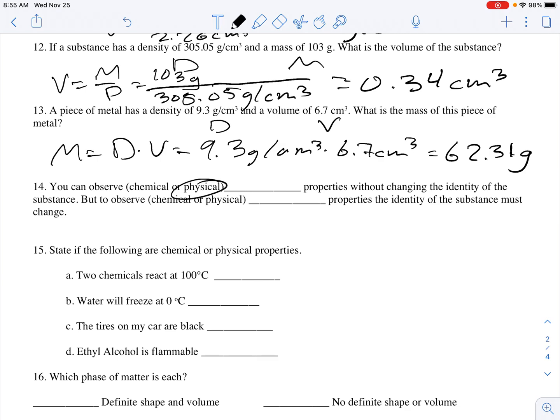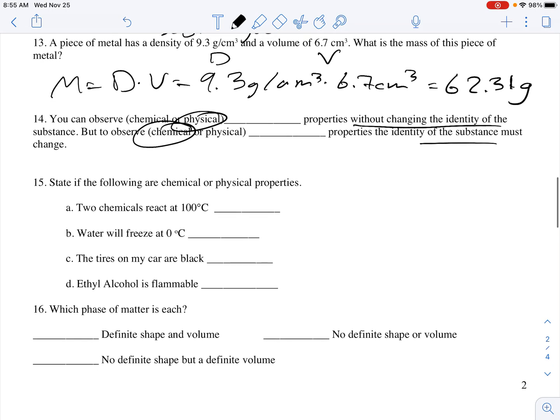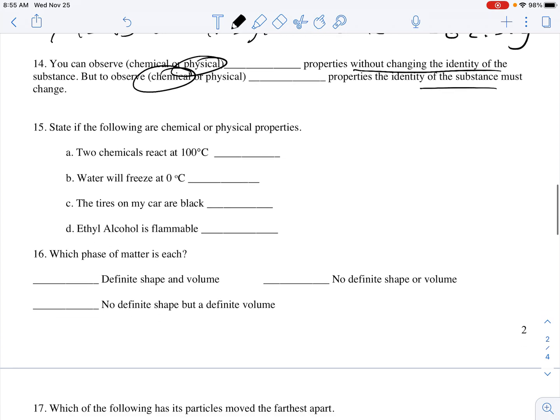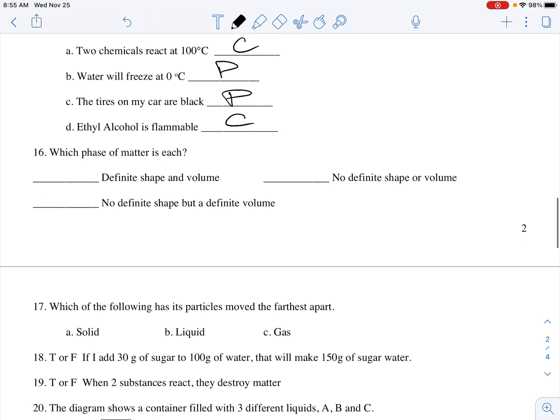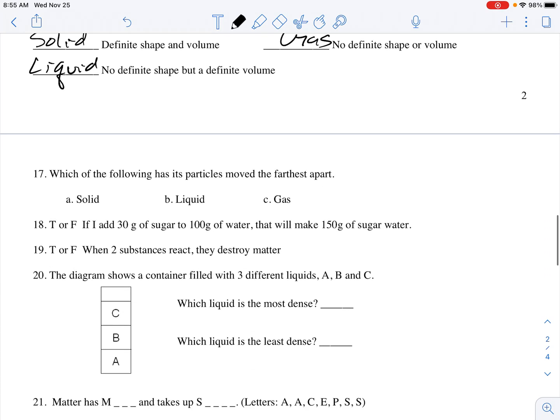You can observe physical properties without changing the identity, but to observe chemical properties, the identity must change. And that's the main idea. 2 chemicals react at a certain temperature, that would be a chemical. Water freezes, that's physical. Tires being black, that's a physical property. And flammable is a chemical property. No definite shape or volume, that's a gas. Definite shape and volume is solid. And in between you have the liquid, which can change shape, but not volume. Particles farthest apart would be gas.